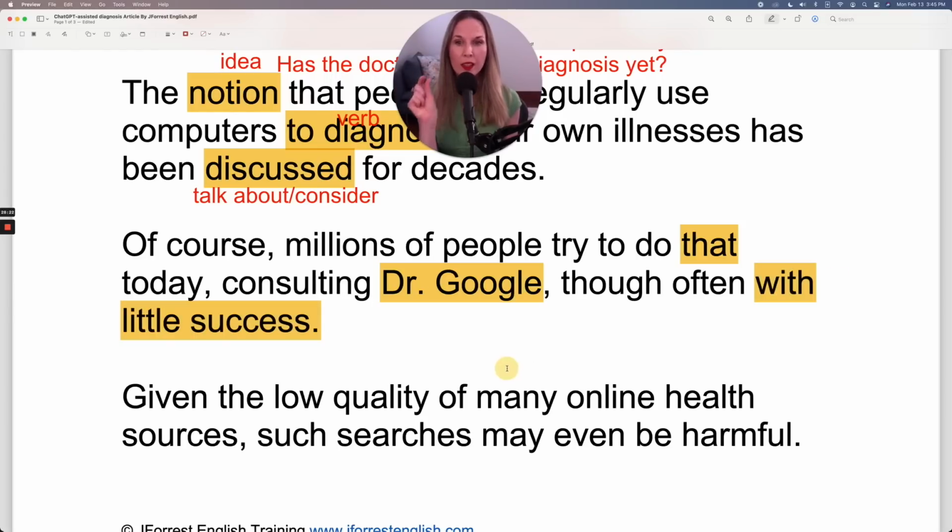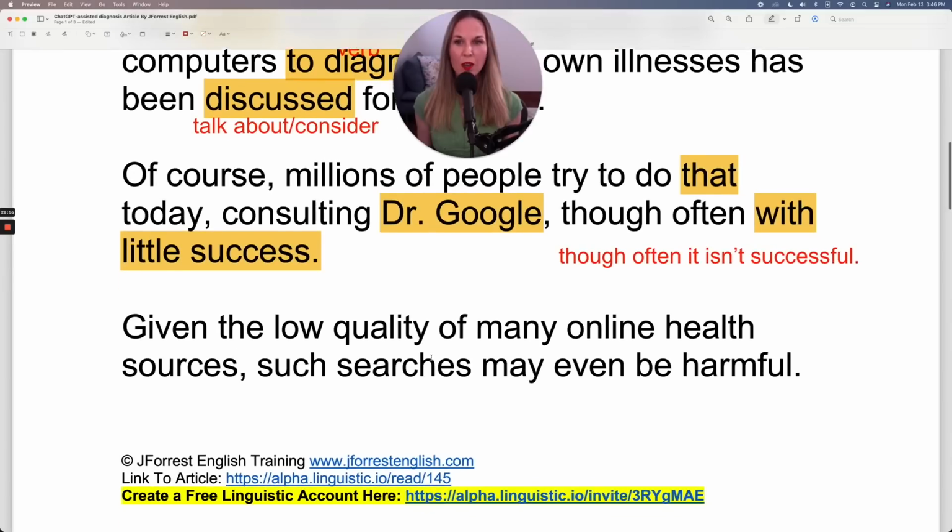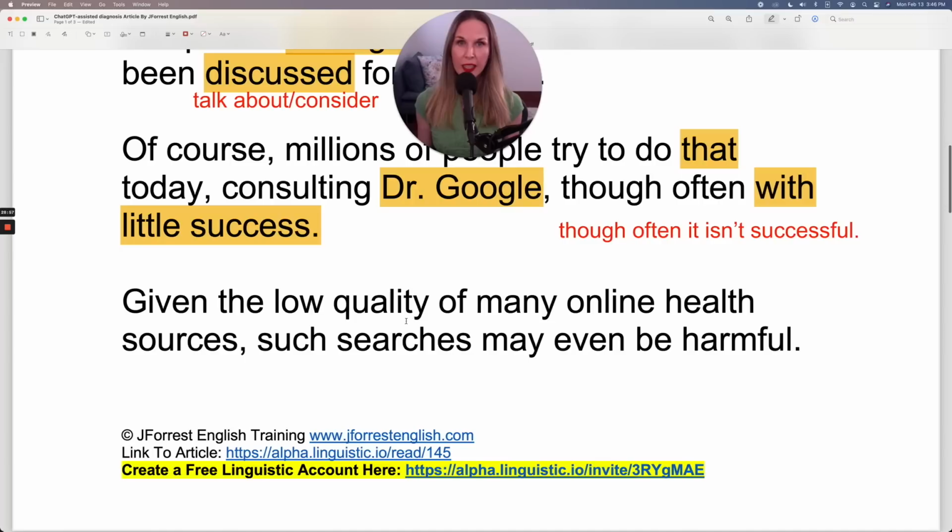That's with little success. Let's continue on. Given the low quality of many online health sources, such searches may even be harmful. So you might Google sore throat and a fever, and it takes you to a website, a health source, a source that gives you the information, but it's low quality. So it isn't very reliable. And because of that, you could get the wrong diagnosis, and that could be harmful.